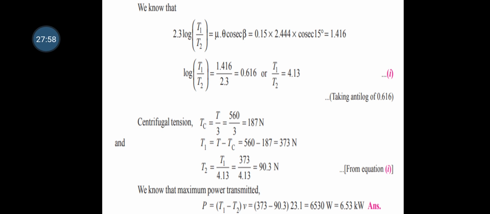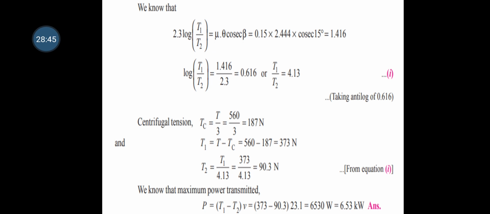Going to the centrifugal tension, Tc is equal to T divided by 3. We know that T is the maximum tension in the belt, that is 560, divided by 3 gives 187. So the centrifugal tension Tc is equal to 187 Newton. By substituting in T1 is equal to T minus Tc, and for getting T2, the tension in the slack side is 90.3 Newton. We know that the maximum power transmitted P is equal to T1 minus T2 into V. By solving these given values, the maximum power P is equal to 6.53 kilowatt.